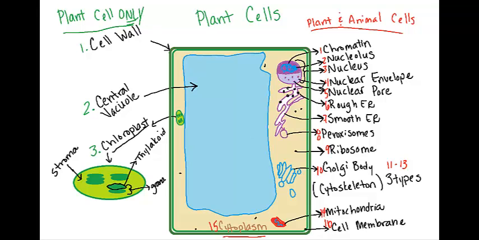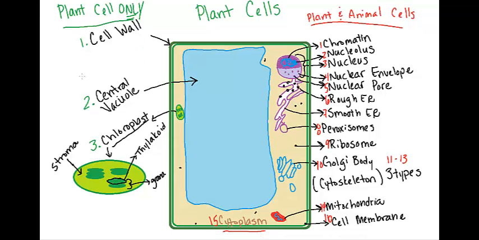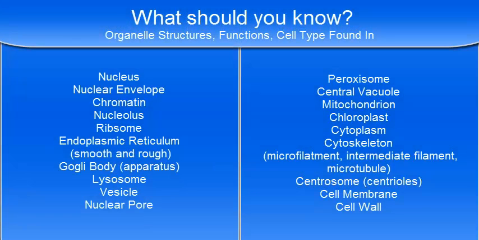So now, the last thing I want to do is summarize all the information we've covered, so bear with me for just one more run through. Here is a list of what you should know. You should know each of these organelles, be able to recognize them visually as well as by a description of their function. You should also know the type of cell they're found in.